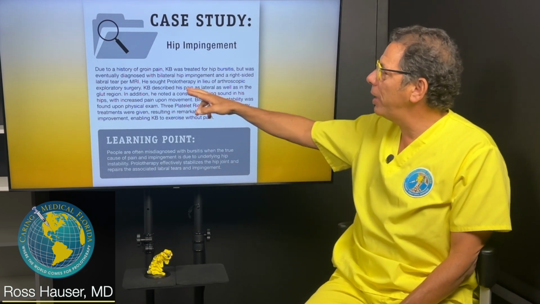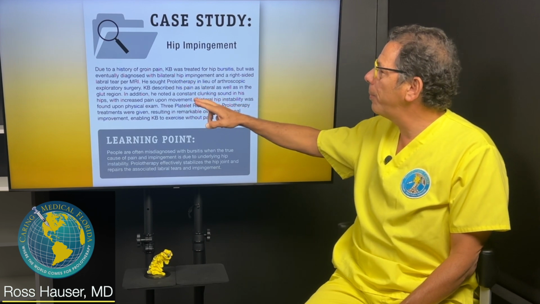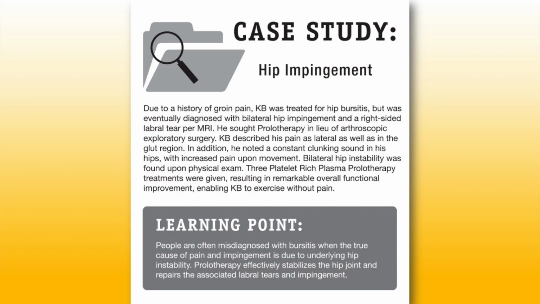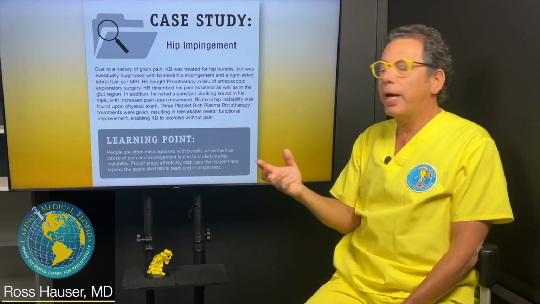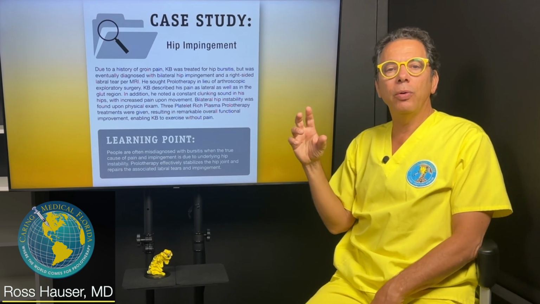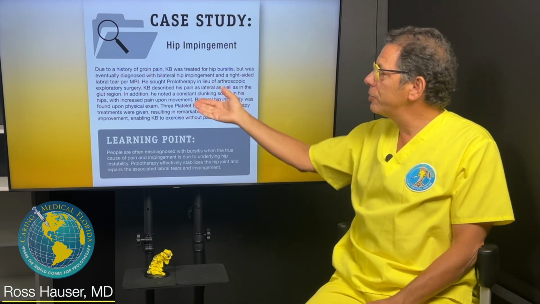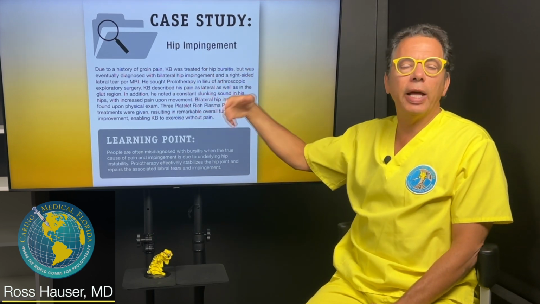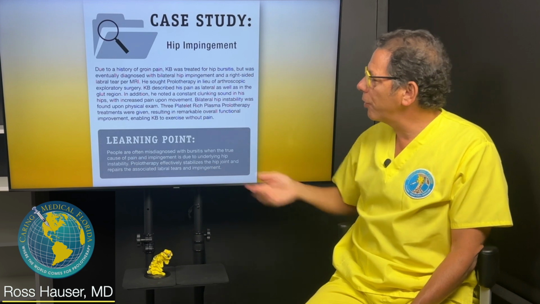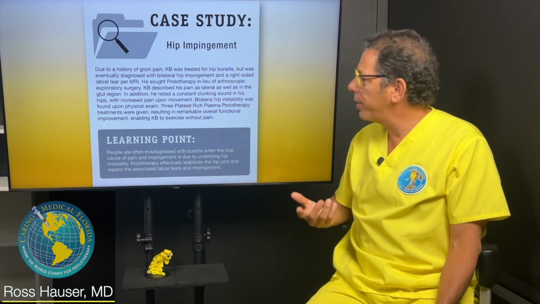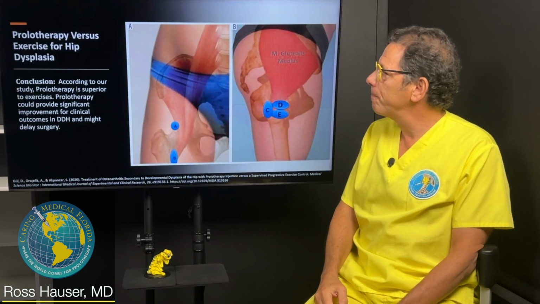So this particular patient received prolotherapy in the front, in the back. On physical exam, they had constant clunking sounds with the hip. So again, they had snapping hip with hip impingement. So they just needed 3 platelet-rich plasma. Platelet-rich plasma is where you take out some blood, spin the blood down, get the growth factors. So that was injected into not just the labrum, but also the ligaments. And basically, they were able to exercise without any pain.